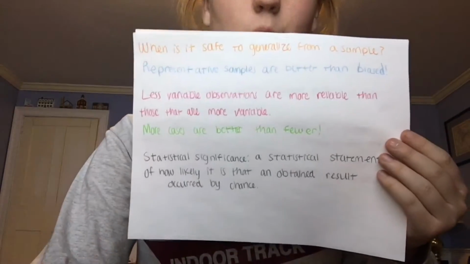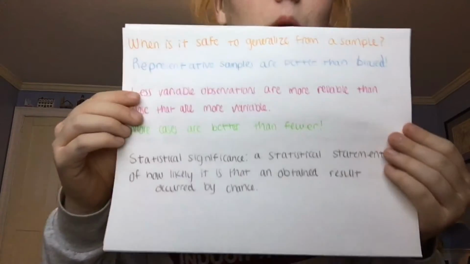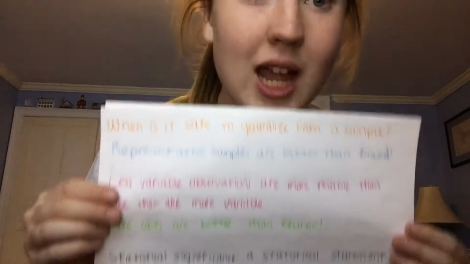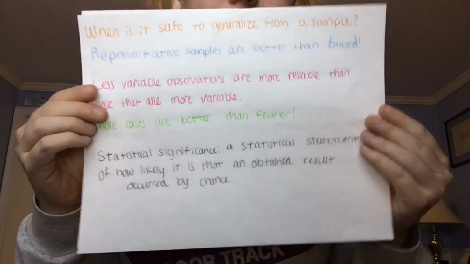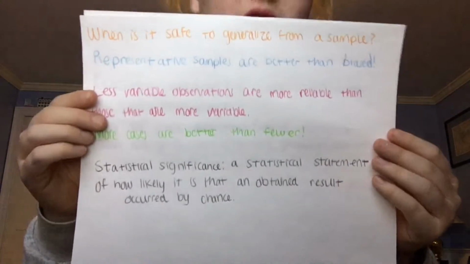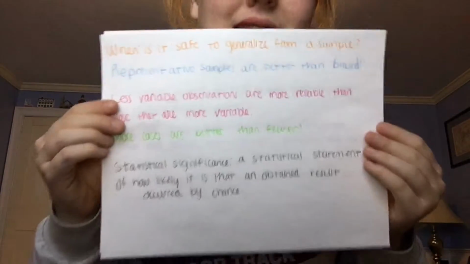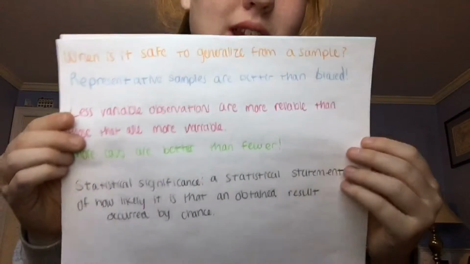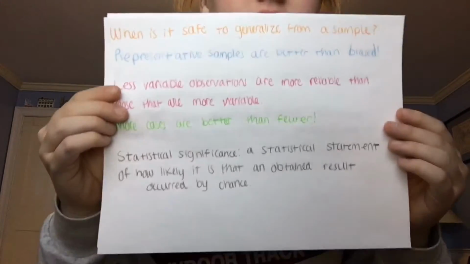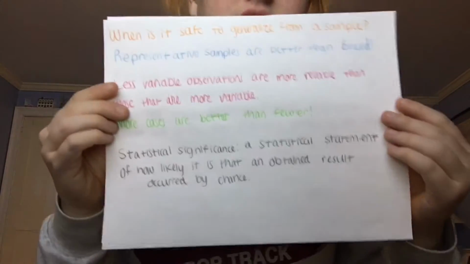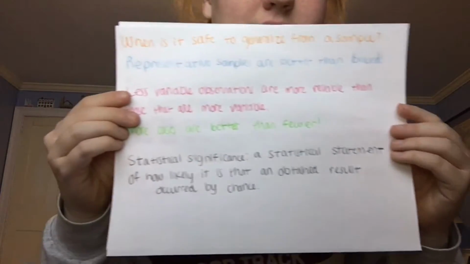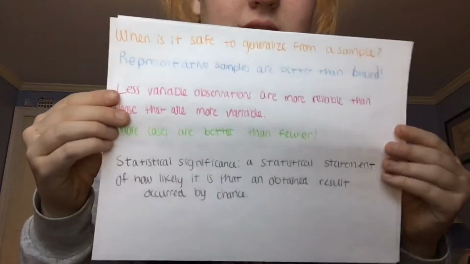Next up, when is it safe to generalize from a sample? Well, representative samples are better than biased samples. Duh. Less variable observations are more reliable than those that are more variable. More cases are better than fewer to equally represent our population. Statistical significance is a statistical statement of how likely it is that an obtained result occurred by chance.